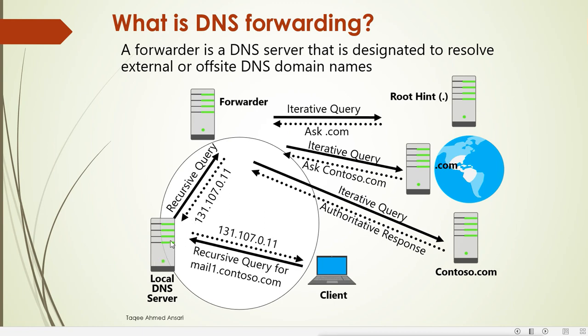Before doing the recursive query, our DNS server will check whether I have any stub zone related to contoso.com. If there is no stub zone, then it will check whether I have any forwarders record related to contoso.com. If it does not have a forwarders record, then it will go to the root hint server, then the top level DNS server, and try to find the record. If it has the forwarders record, then it will send the request to whatever IP it has in that forwarders record. So we can create stub zones also, and we can create forwarders also.